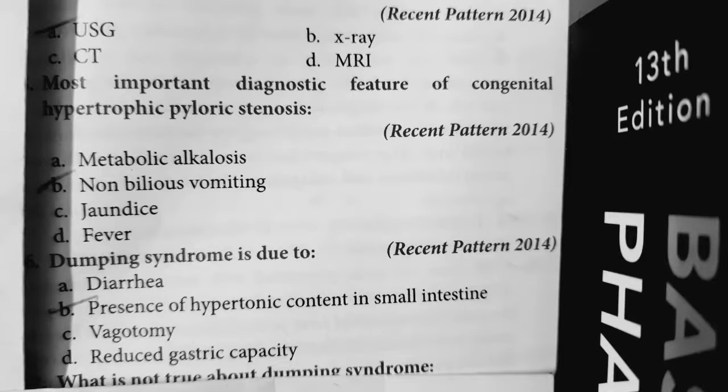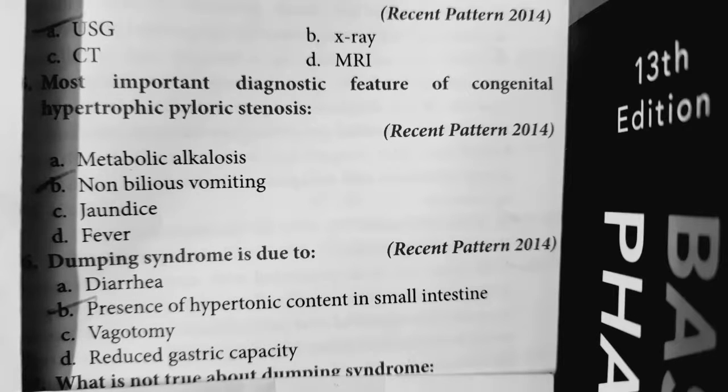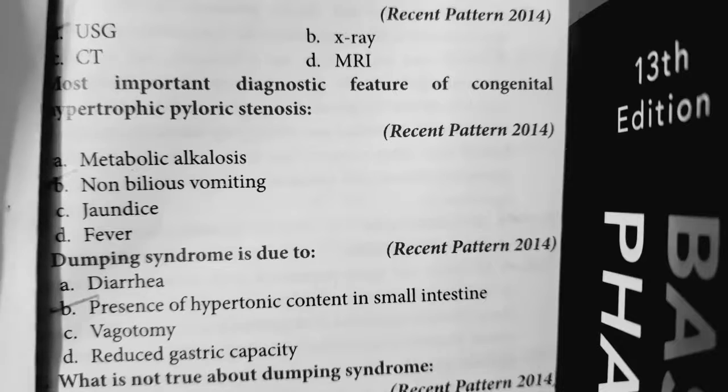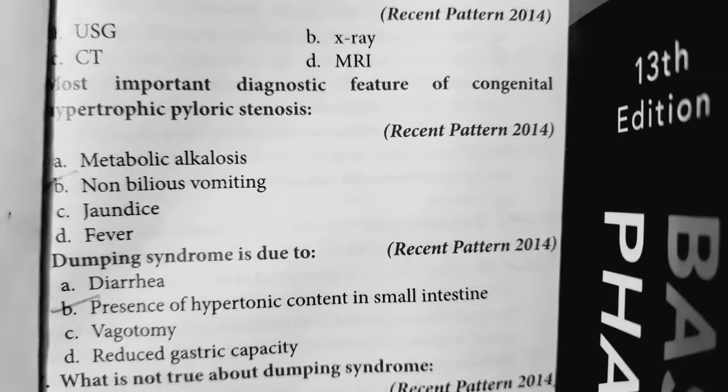But this is not just dumping syndrome, it is the main etiology. But why does dumping syndrome occur? The immediate cause of dumping syndrome is presence of hypertonic content in the small intestine. If you were asked why there is hypertonic content in the small intestine, then it can be due to reduced gastric capacity.